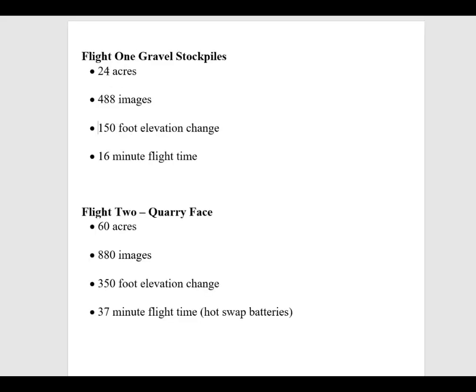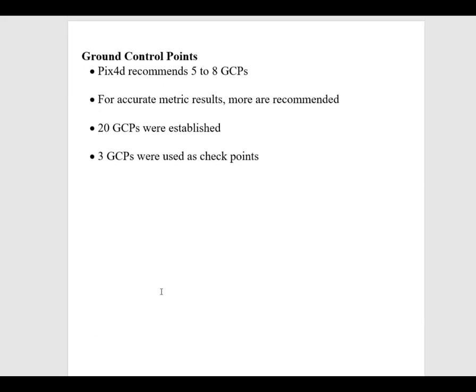So flight one, 24 acres, 488 images, about 150-foot elevation change, 15, 16-minute flight. And then flight two, the quarry face, 60 acres, 880 images, 350-foot elevation change, about 37 minutes with hot swapping there of the batteries.